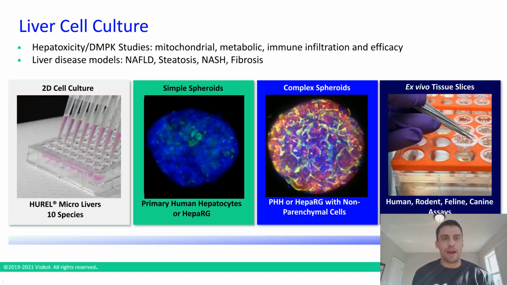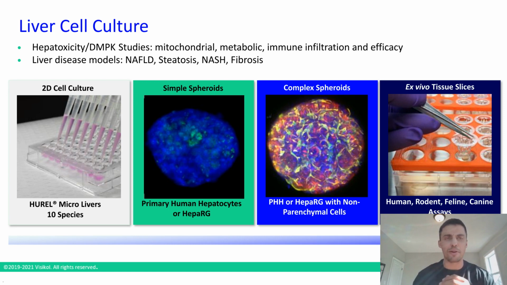We as a company at Visical have a broad spectrum of liver models because, again, we recognize that no model meets every need. So at our company, we have a broad range of hepatotox and DMPK models, as well as models looking at mitochondrial, metabolic, immune cell infiltration, and efficacy within liver, and also modeling liver diseases like NAFLD and NASH. And we have this spectrum, which I'm showing from less complicated to more complicated on the far right, with our 2D cell culture model system being the Hirel microliver model system.